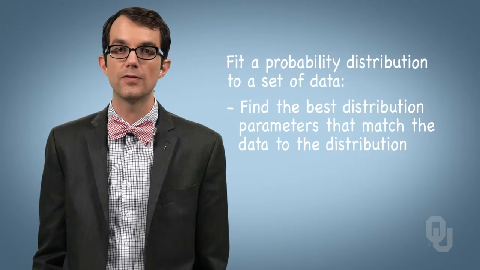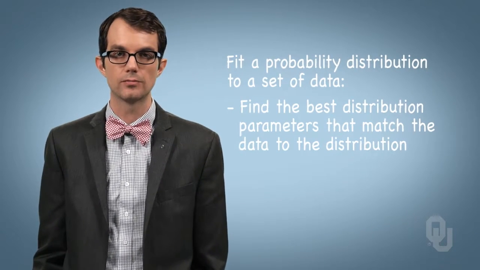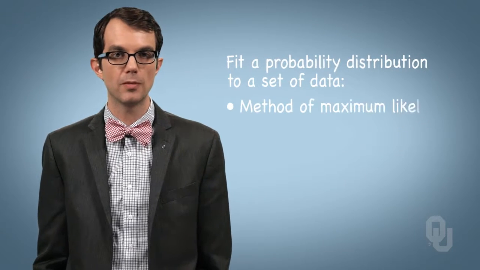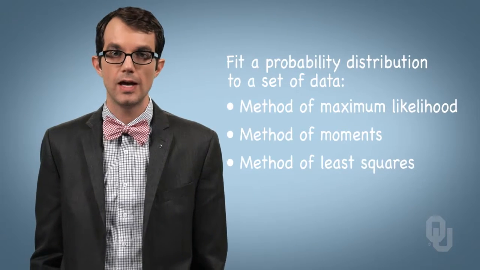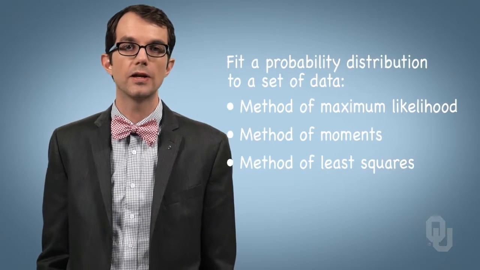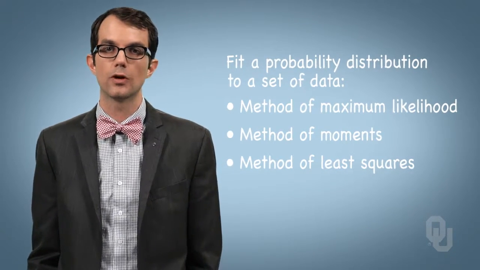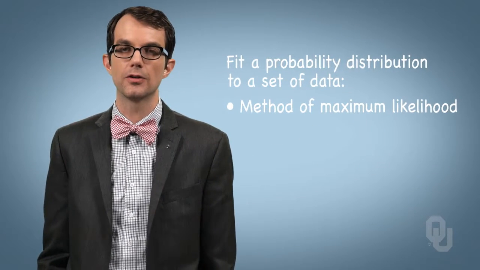There are several ways to fit a probability distribution to a set of data. Among them are the method of maximum likelihood, the method of moments, and the method of least squares. Each of them are appropriate in their own way depending on the probability distribution. We're going to focus on the method of maximum likelihood in this unit.